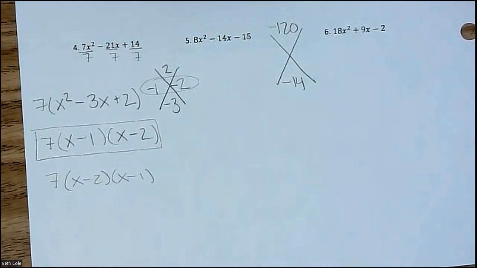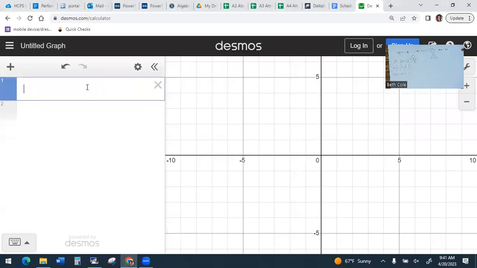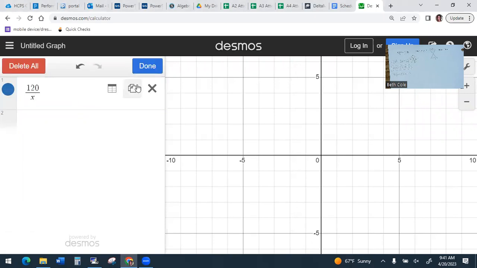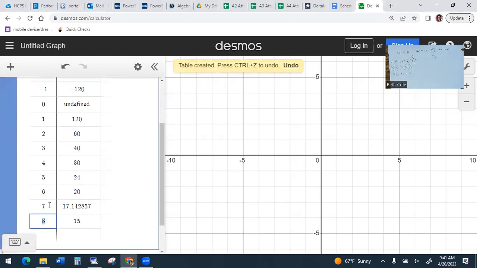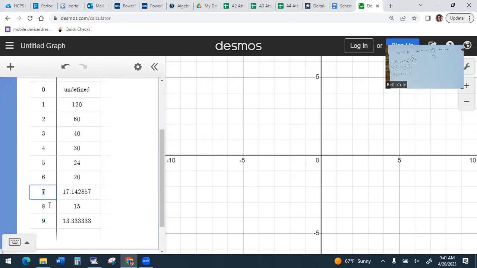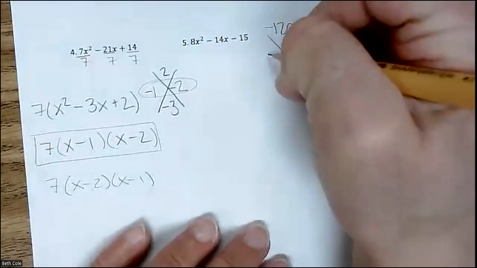Now, again, I'm going to share my screen and use the calculator. I'm going to type in 120 over x. I don't worry about the negatives until the end. We'll just deal with that when we come to it. Now you're looking for a pair that'll add or subtract to be 14. Let me hit enter a bunch of times. Do you see any that'll add or subtract to be 14? Oh, good. 6 and 20. Do you see that there? 6 and 20. All right, so put 6 and 20.